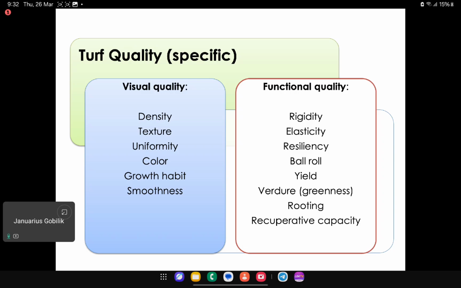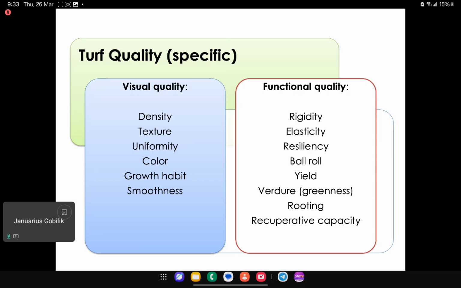And then, of course, you also need to ensure that the ball will roll smoothly on the surface. And then for functional quality, we are also talking about the yield of the turf grass. This is about how many tillers the turf grass will produce. Of course, this is also related to the density in the visual quality. The yield will affect not only the density but also the cost management. If the turf grass grows very fast, you need to cut it regularly. If you cut it regularly, it will increase the machinery usage, and if machinery usage increases, it will also increase the cost to manage the turf grass area.